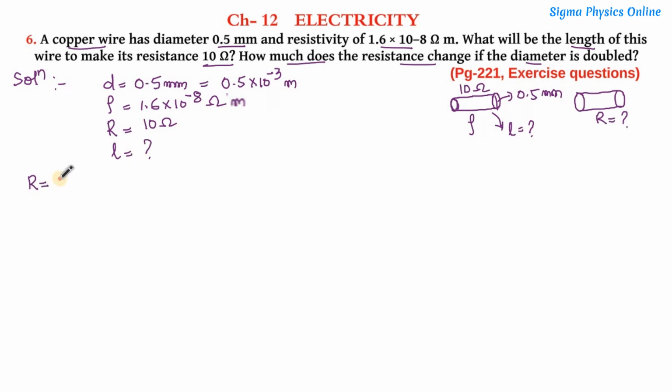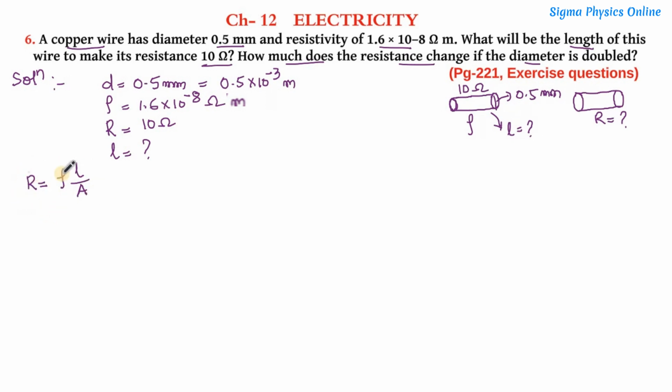The resistance is given by the formula R is equal to rho L by A. So here we have been given the resistance R, the resistivity rho, and the value of A, that is the area of cross section of the wire. We need to find out the length. So rearranging this equation, we get L is equal to R into A by rho.